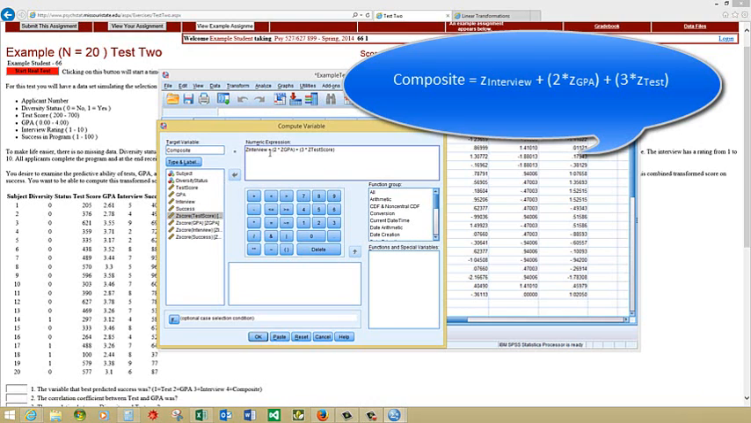So we standardized each of the 3 variables, and now we're going to weight the standardized values. And we just click OK.